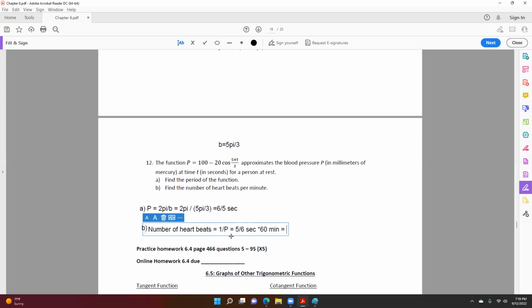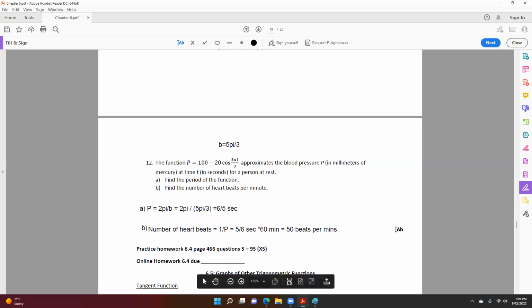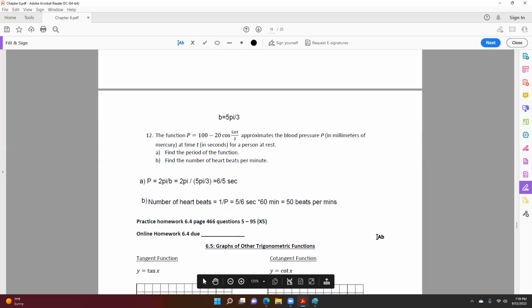Okay. So again, it's conversion here. 5 over 6 times 60 will give us 50 beats per minute. So this is how we find how many heartbeats we have. You take the period and put 1 over it, or in this case, you flip it, reciprocal it, and you will get this in seconds. But since the question wants minutes, we know 1 minute is 60 seconds, so we just multiply that by 60 and you get beats per minute. So this is how we do question 12 here.